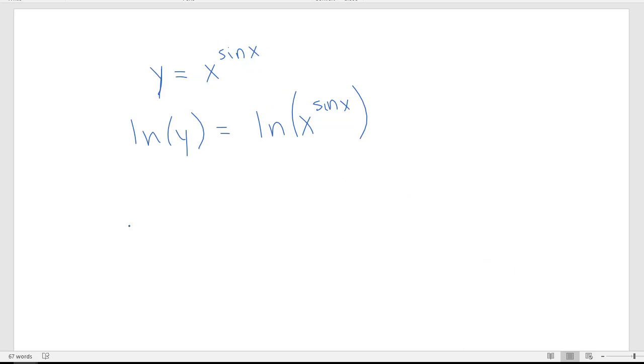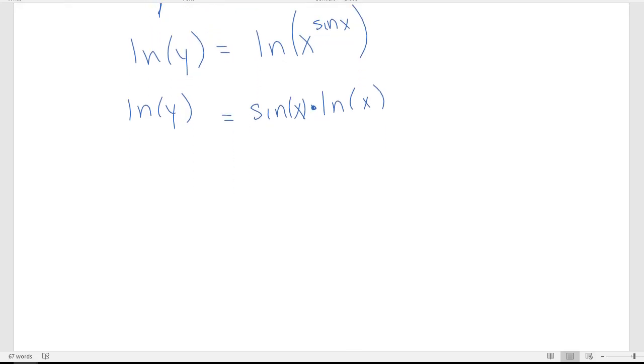So I ln both sides, and then on the right hand side I'm going to use that property of logarithms, which says I can take this exponent and pull it in front of the logarithm. So I'm going to write this as sine x times ln of x. Keep in mind it's sine x times ln x, and then I have ln of y. Now at this point, all we've really done is some algebra manipulation. We've logged both sides, and then we used a property of logarithms. So now I'm going to finally do the derivative.